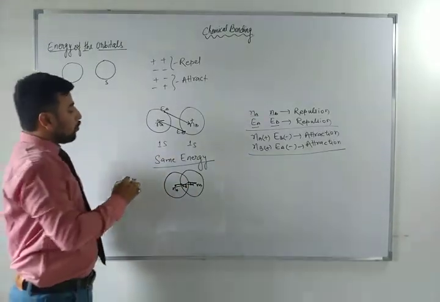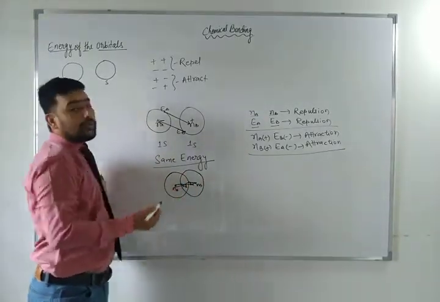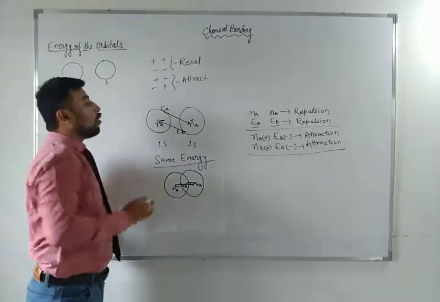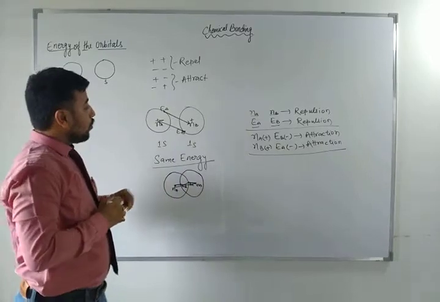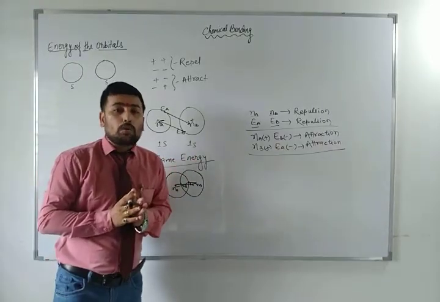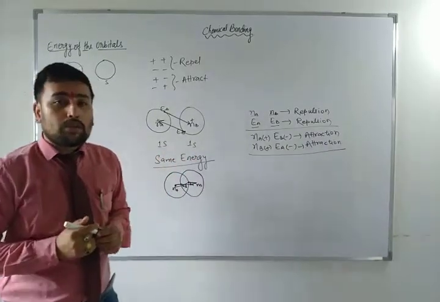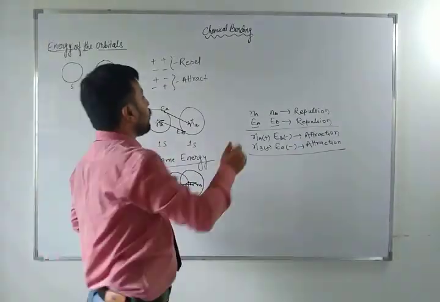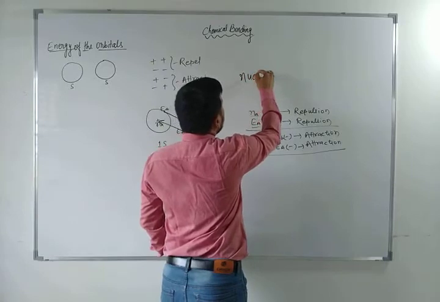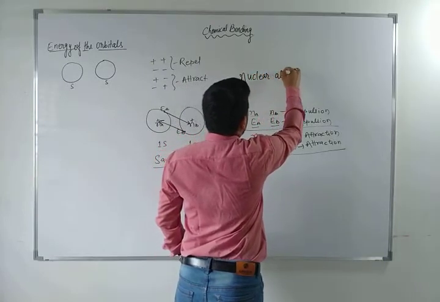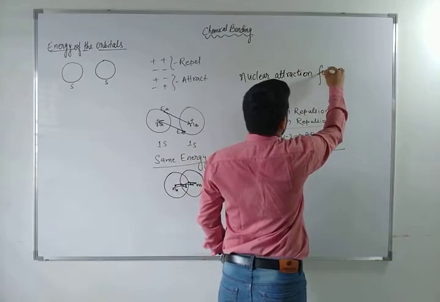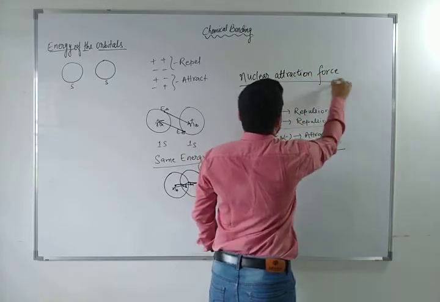But then also they both were different atoms. They were having the same energy and then also they have turned overlapping. Why have they turned overlapping? Because of the nuclear attraction forces. What is this nuclear attraction force? Can anybody tell me? I'm telling you.